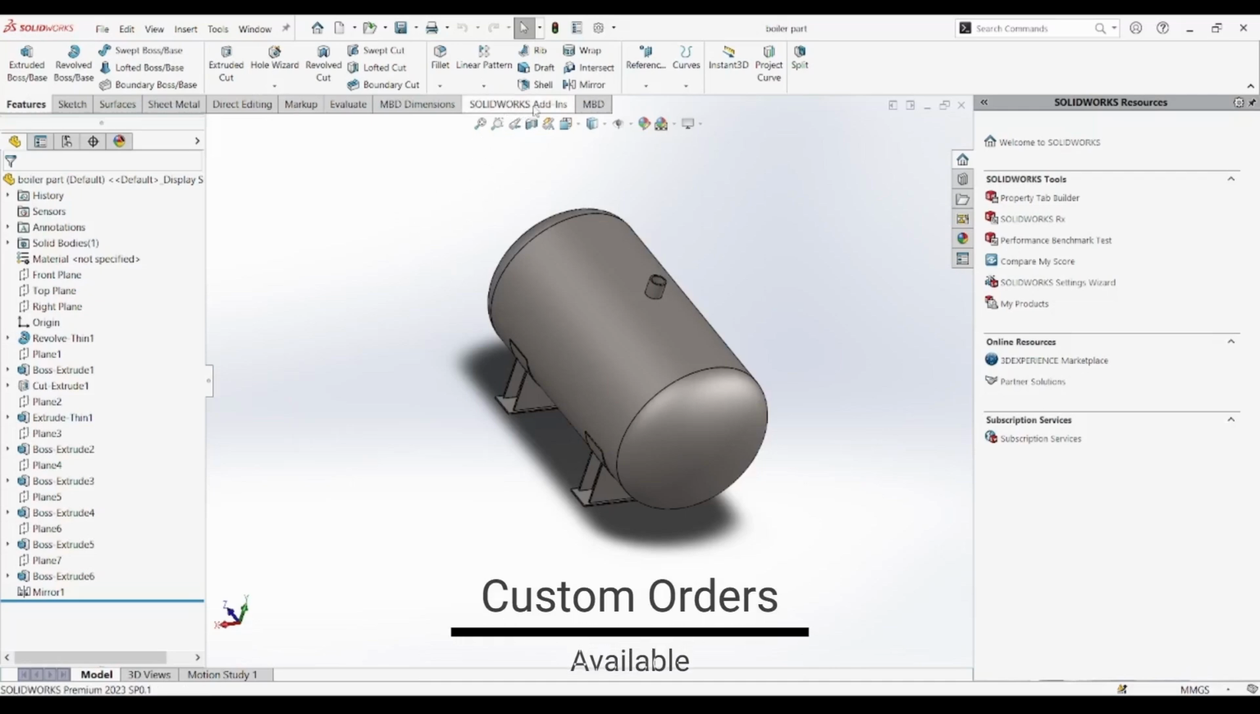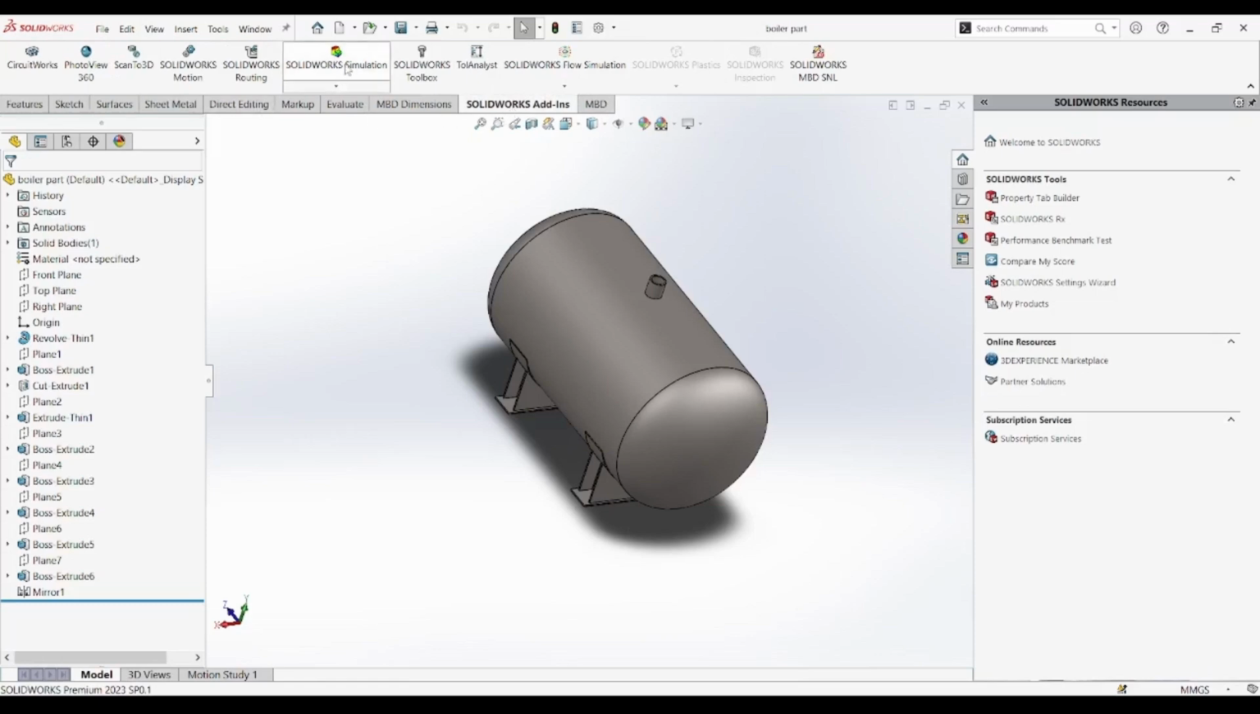The analysis of a pressure vessel using the static module in SolidWorks Simulation is essential for evaluating its structural integrity under internal pressure and external loads. The process begins with the preparation of a 3D CAD model, incorporating key components such as the cylindrical shell, hemispherical or elliptical end caps, nozzles, and supports.